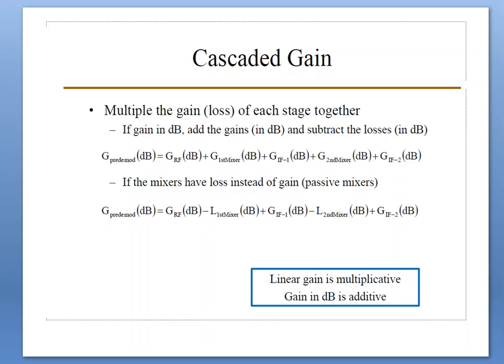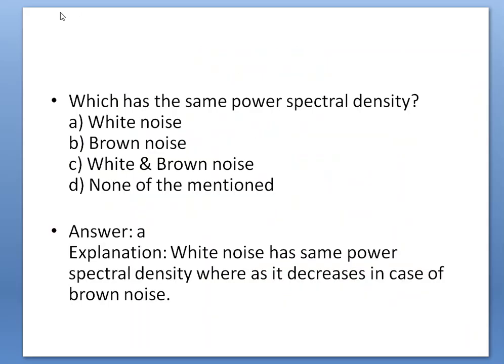Now we discuss some of the bits regarding these topics. Now we discuss bit number 1: which has the same power spectral density? White noise, brown noise, white and brown noise, or none of the above. Yes, the answer is A. White noise has the same power spectral density, whereas it decreases in the case of brown noise. We will discuss that in the next video.